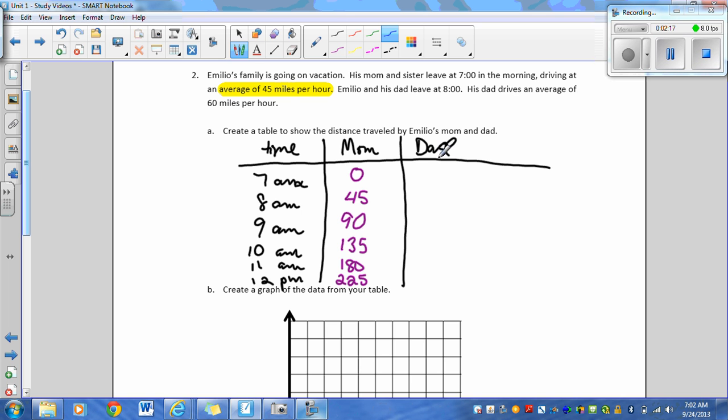All right, Dad is at home at 7, so that's 0 away. He's still at home at 8. They leave at 8. And then he drives 60 miles per hour. So at 9, he's 60 miles away. At 10, he's 120 miles away. At 11, he's 180 miles away. And at 12, he is 240 miles away. Okay, so that's your table.